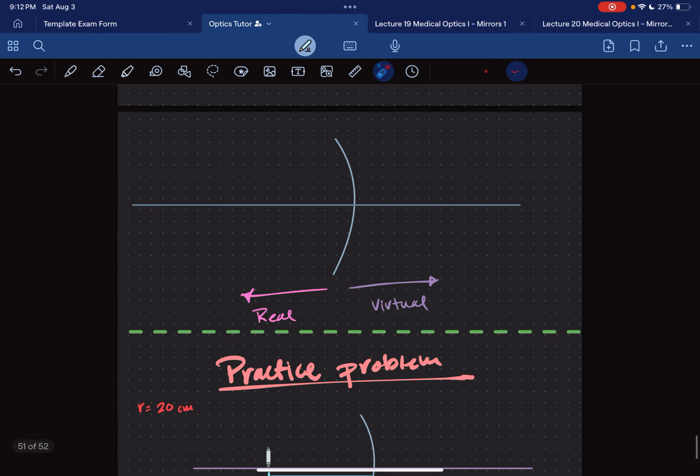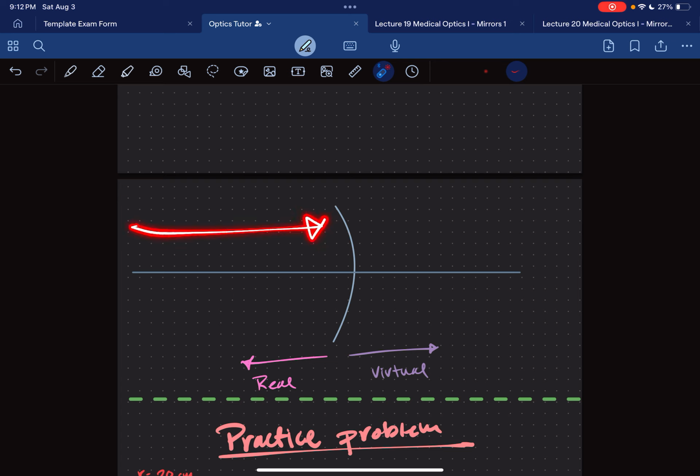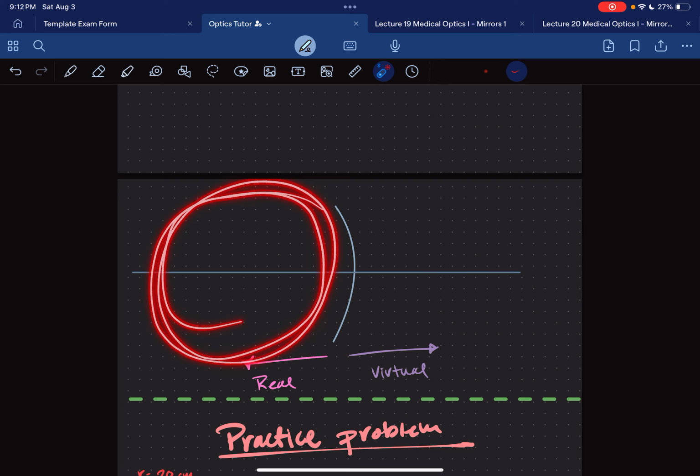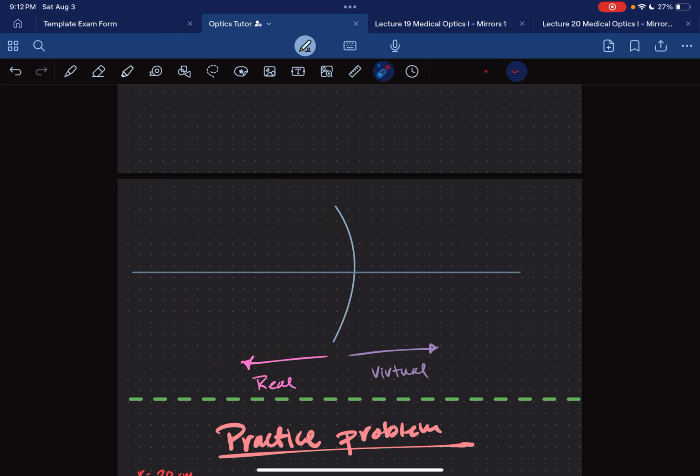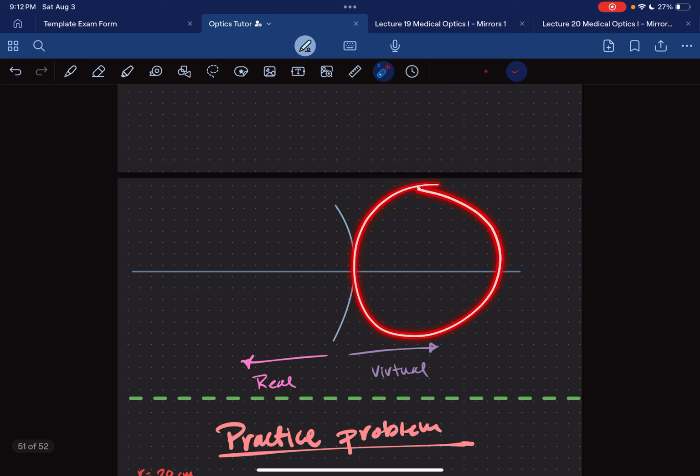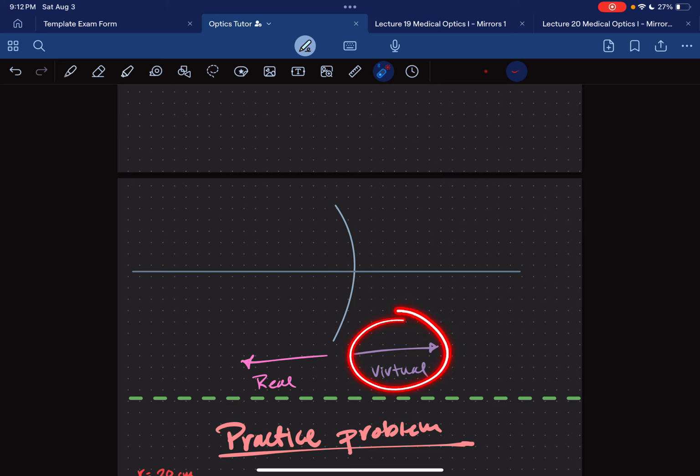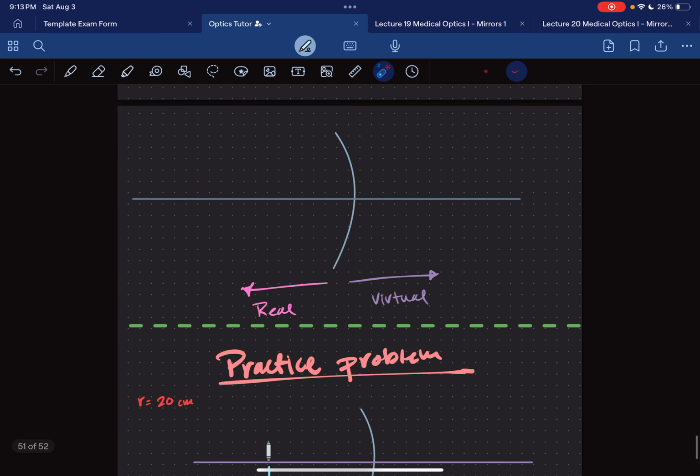Another important thing to remember is that if light's coming this way, anything on this side of the mirror will be real, and anything on this side, behind the mirror, will be virtual. That's something to remember when you're doing your equations. Let's say your math comes out wonky and you thought the object should have been real, but your math shows it over here. You can use what you understand conceptually to double check your math and vice versa. So yeah, there's that.